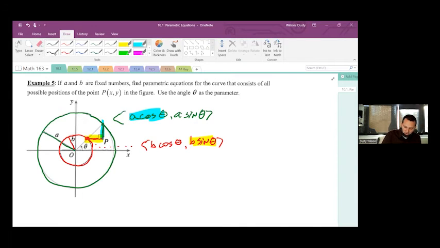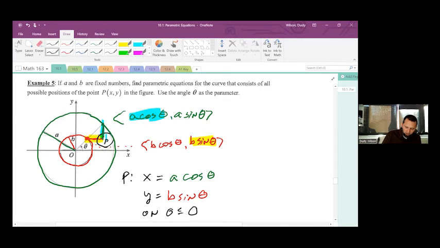And so our parametric curve for this point P would be that x is equal to the green a cosine theta, and y is equal to the red b sine theta, and this would all be on 0 less than or equal to theta less than or equal to 2 pi.